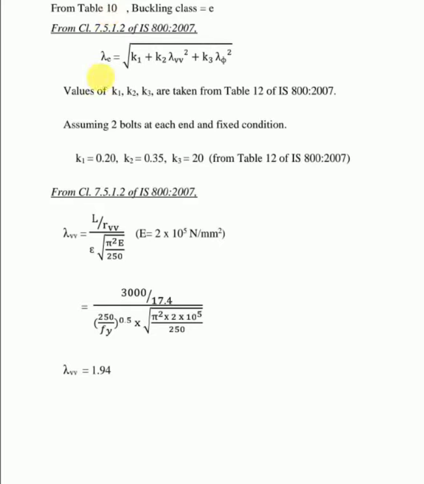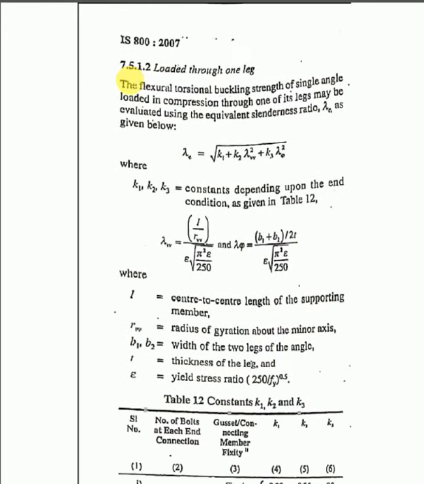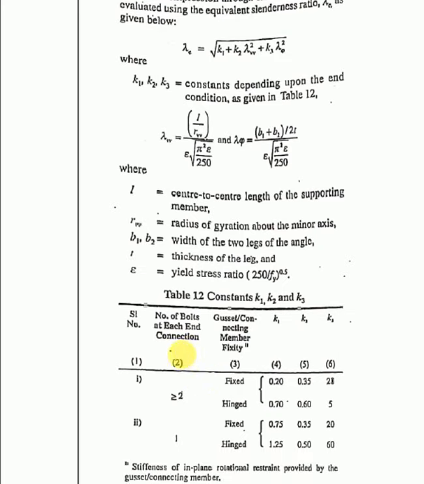Now next, let's find out the slenderness ratio as per clause 7.5.1.2 of the IS code. So this is your clause 7.5.1.2. This is your lambda E, which I already mentioned in the design steps. Then this is for RVV. This is lambda phi. Then we have this Table 12 with us. See, in this Table 12, nothing was mentioned in the question. So we'll take the condition as number of bolts equal to 2 and fixed condition. Then we'll get K1 as 0.20, K2 as 0.35 and K3 as 20.